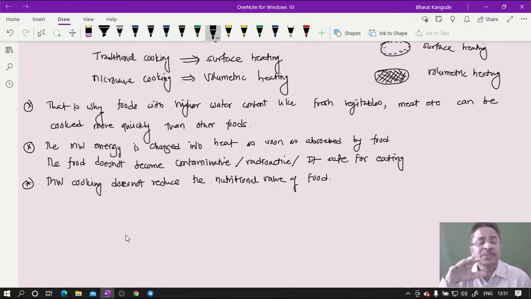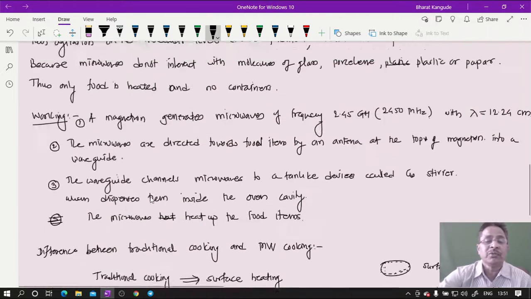So that's how this particular cooking, microwave cooking, is one of the very dominant parts of foreign culture, but not at our place. But we must understand how this particular cooking takes place and what the important facts about this are. So here we have seen this particular topic, let me repeat in brief what we have seen here.